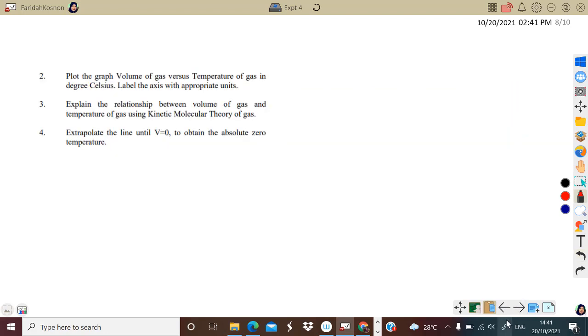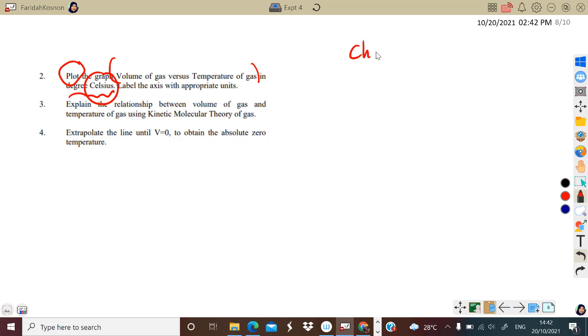Next. Daripada data yang kita dapat, from the data obtained, you have to plot the graph volume against temperature of gas. Okay, in degree Celsius. Tolong baca betul-betul. Dia nak graph volume of gas against temperature, tetapi temperature measured in degree Celsius.